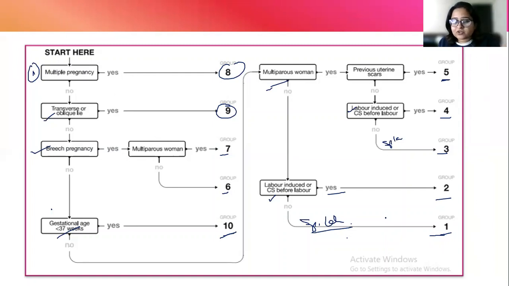Then we see transverse or oblique lie. Then we see breech. Then we see whether she's preterm, then we come to whether she is multiparous or nulliparous, and whether she has a scar, whether labor is spontaneous or induced, and accordingly we group the woman. Okay, so this is how cesarean section audits are being done now.